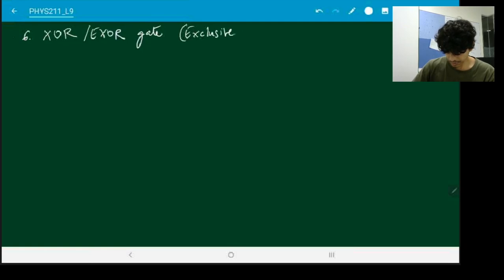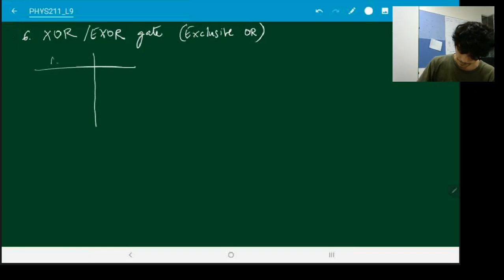And finally, the sixth and the last gate that we are looking at is the XOR, or sometimes it's also called XOR like this gate. And this XOR means exclusive OR. So when we saw the OR gate before, the truth table looked like this.